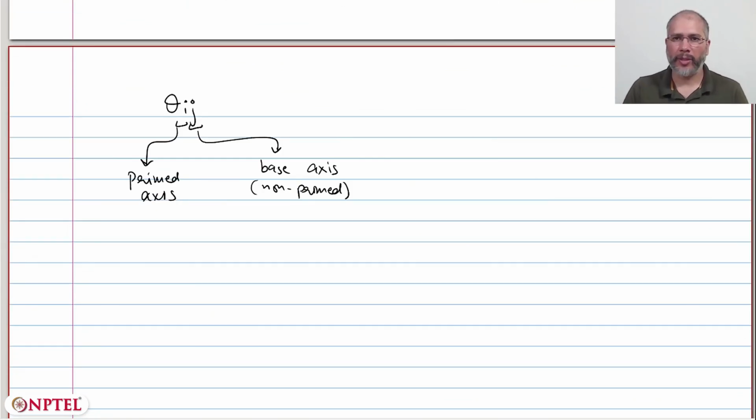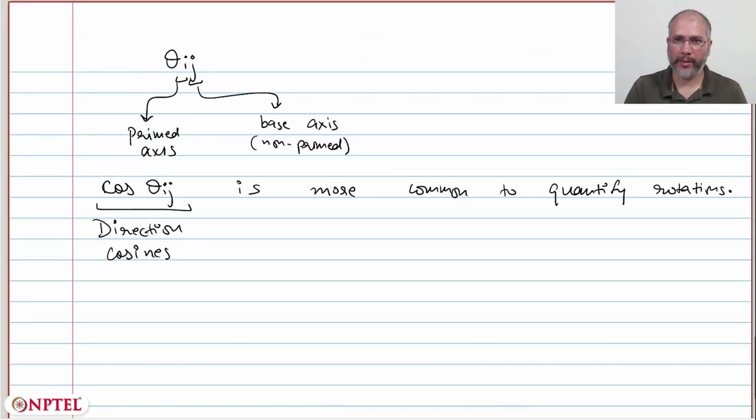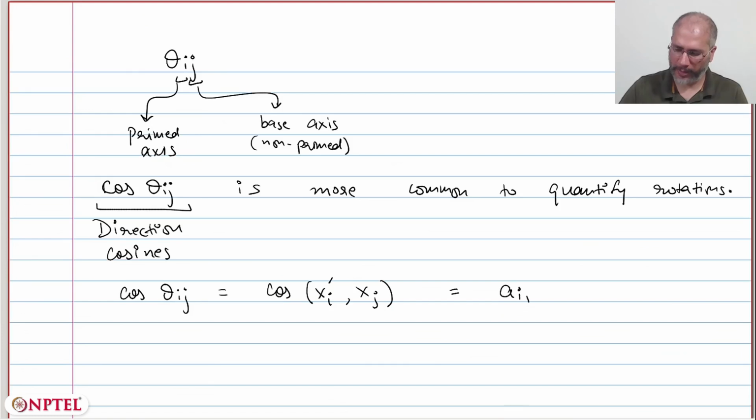Rather than using theta ij, it is actually more common to use something called the cosine of this theta, and that is also known as the direction cosine. So I can write the expression for the direction cosine, that is cos theta ij, as the cosine of the angle between xi prime and xj, which we will be representing as the element aij. So this aij can form a matrix. So let's write that.